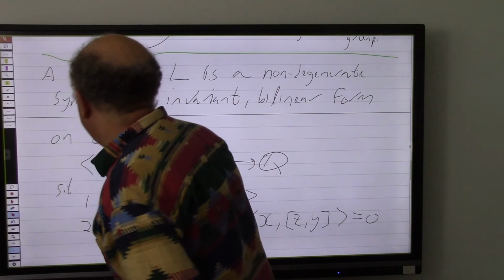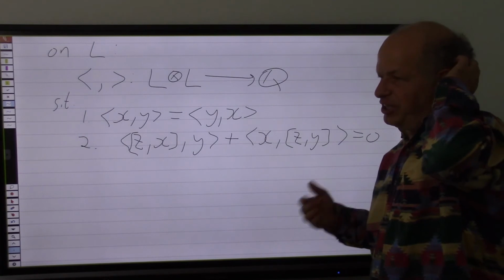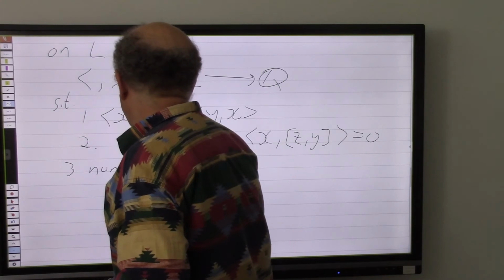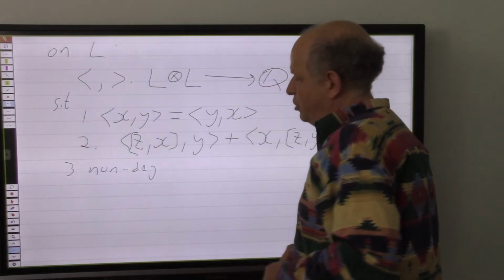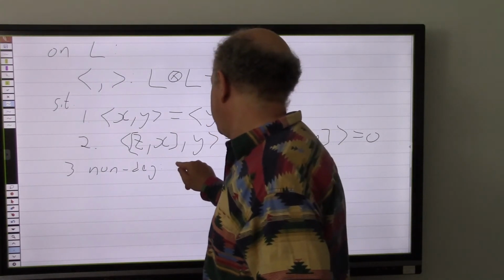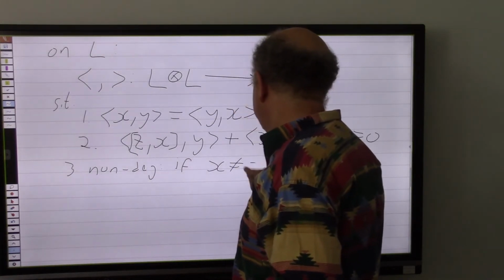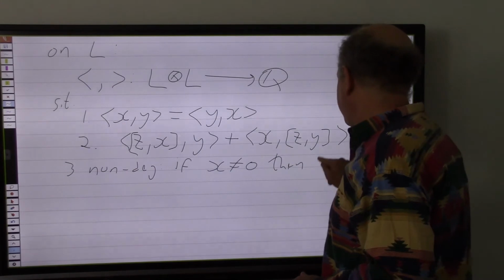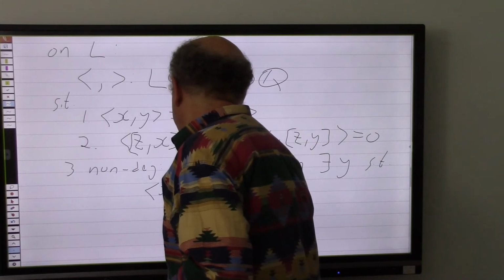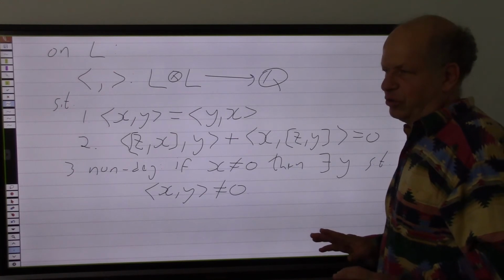And finally, non-degenerate means the usual thing that non-degenerate means for an inner product. So 3 is non-degenerate, and non-degenerate just means that if x is not equal to 0, then there exists some y such that the inner product of x and y is not 0. Okay?